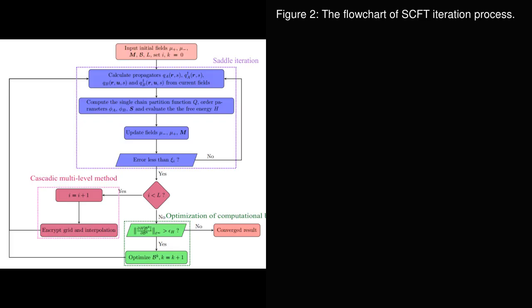Figure 2 presents the flowchart of the self-consistent field theory iteration process employed in this study. The complete SCFT iteration consists of multiple components, including the saddle point iteration, the coarse mesh nested iteration, or CML method, and the approach to optimize the computational domain automatically. This flowchart outlines how these steps interplay to solve the nonlinear self-consistent equations efficiently. The iteration involves initial guesses, updates to field variables, and convergence checks to progress towards the saddle points.